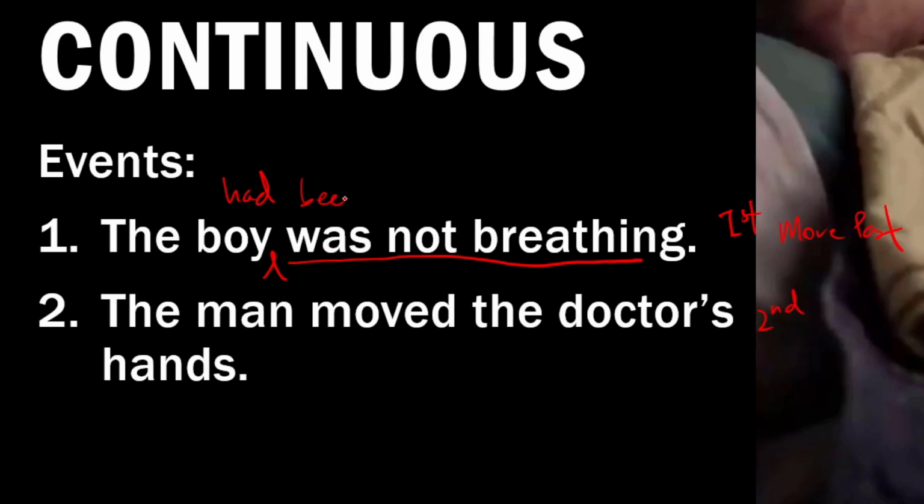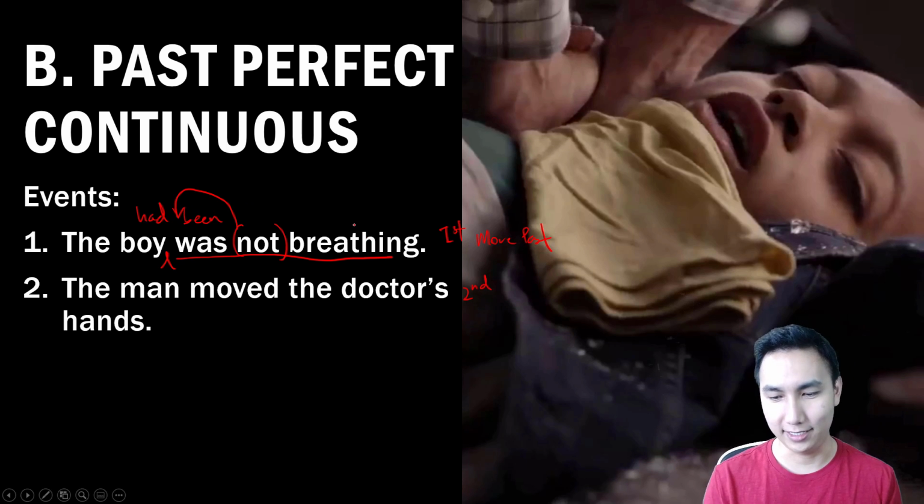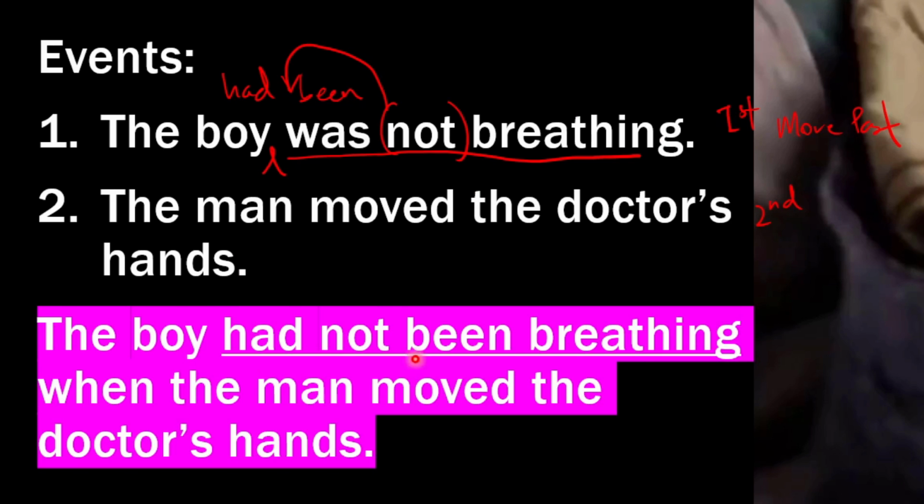Change this to past participle, had been, and then you put the not here. Had not been breathing. The boy had not been breathing when the man moved the doctor's hands. If you're still unsure, you can rewind or you can ask questions in the comment section.